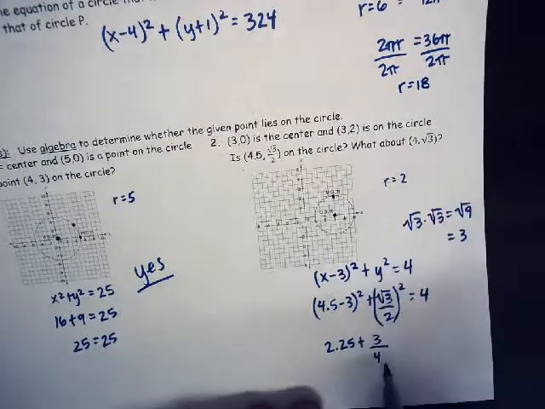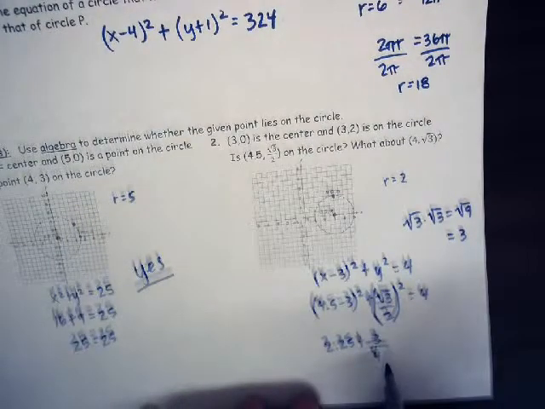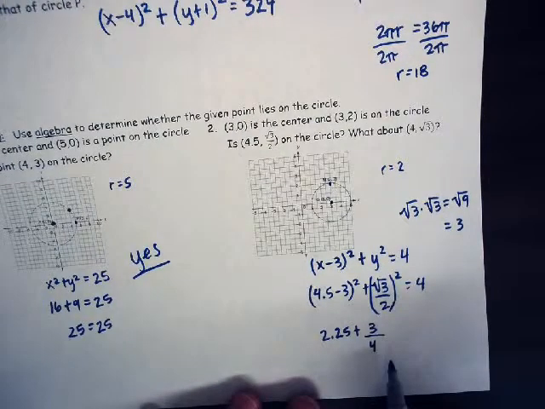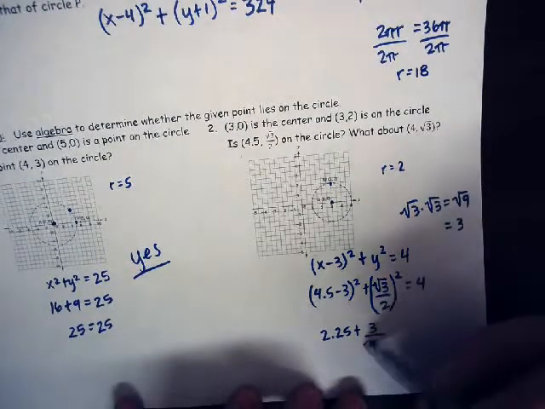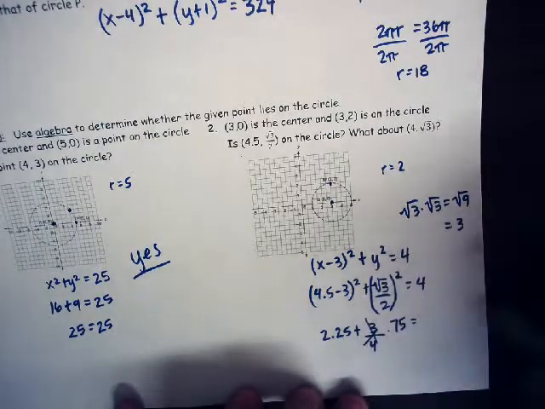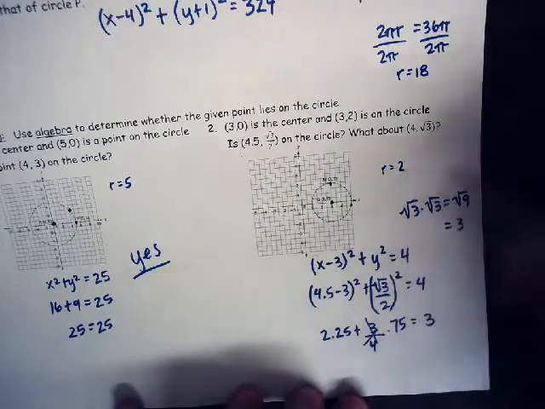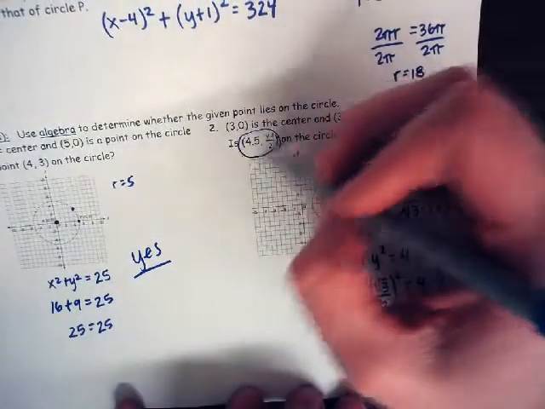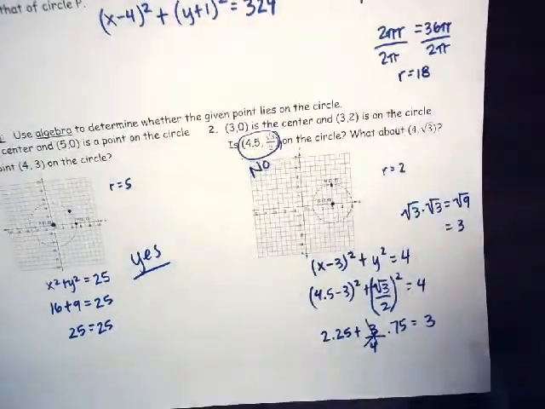Now since one's a decimal and one's a fraction, it's much easier to add these if they're both decimals. So 3/4 is the same as 0.75. And I have 2.25 plus 0.75 equals 3. So this is not true. This one would be no.